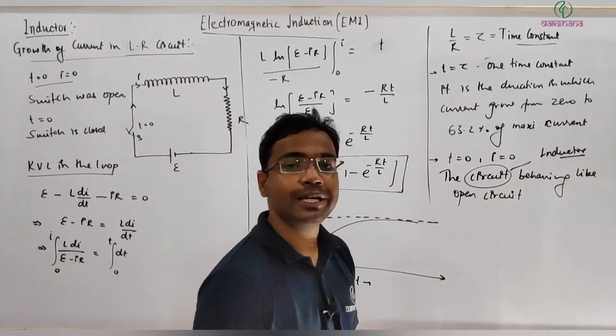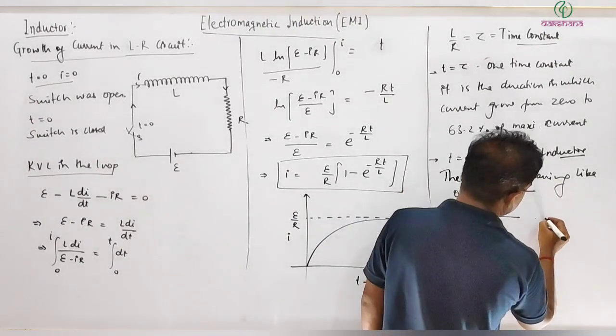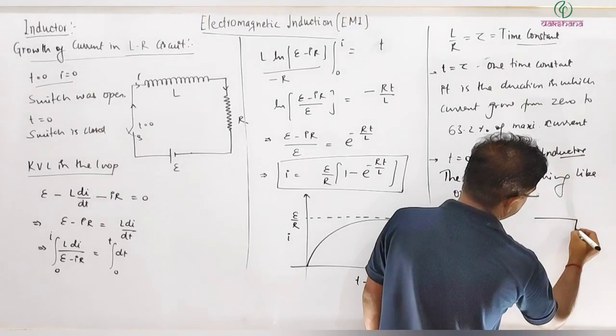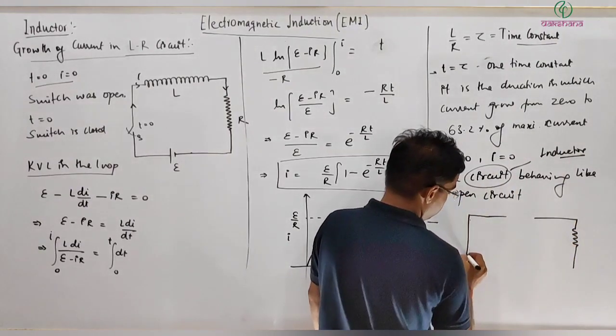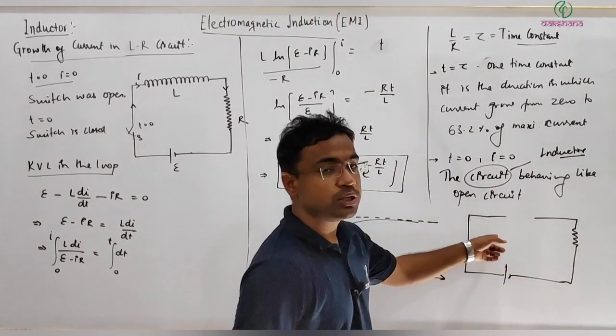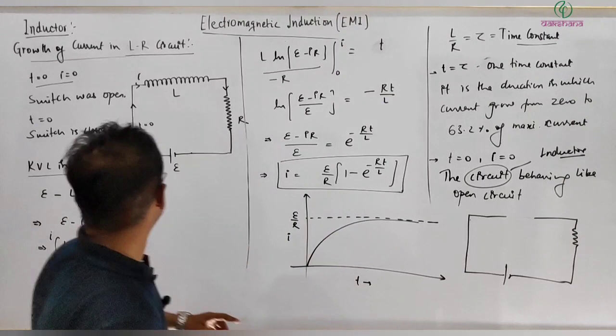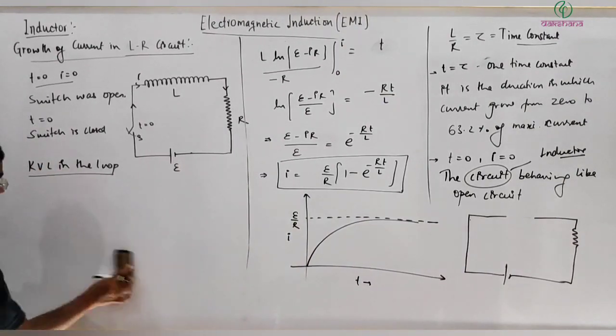So at t equal to 0, the inductor is behaving like an open circuit, so the circuit will be like this. This is the inductor, that is open circuit, resistor, battery, switch is closed. So at t equal to 0, this circuit is equivalent to that circuit, right? Now I can erase this part.